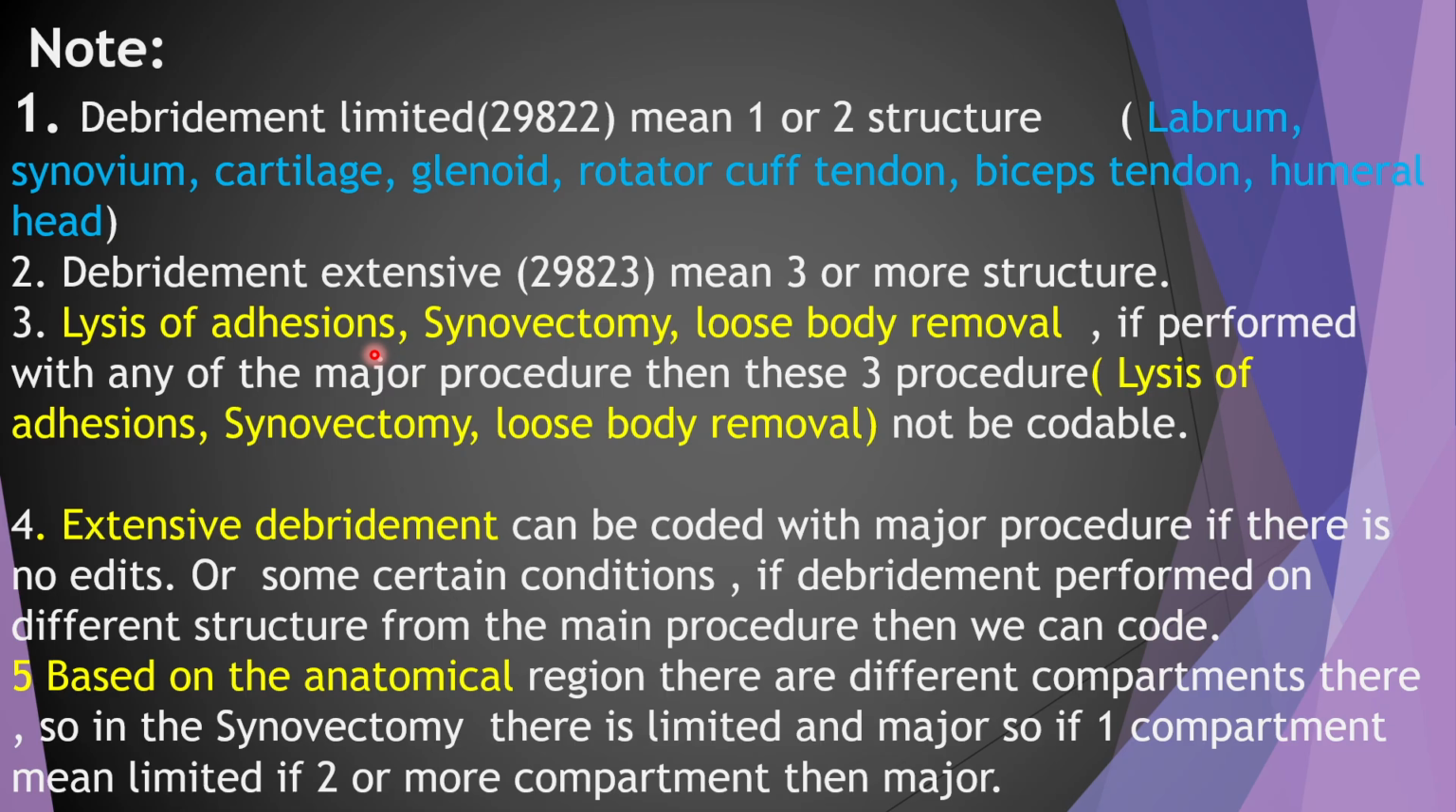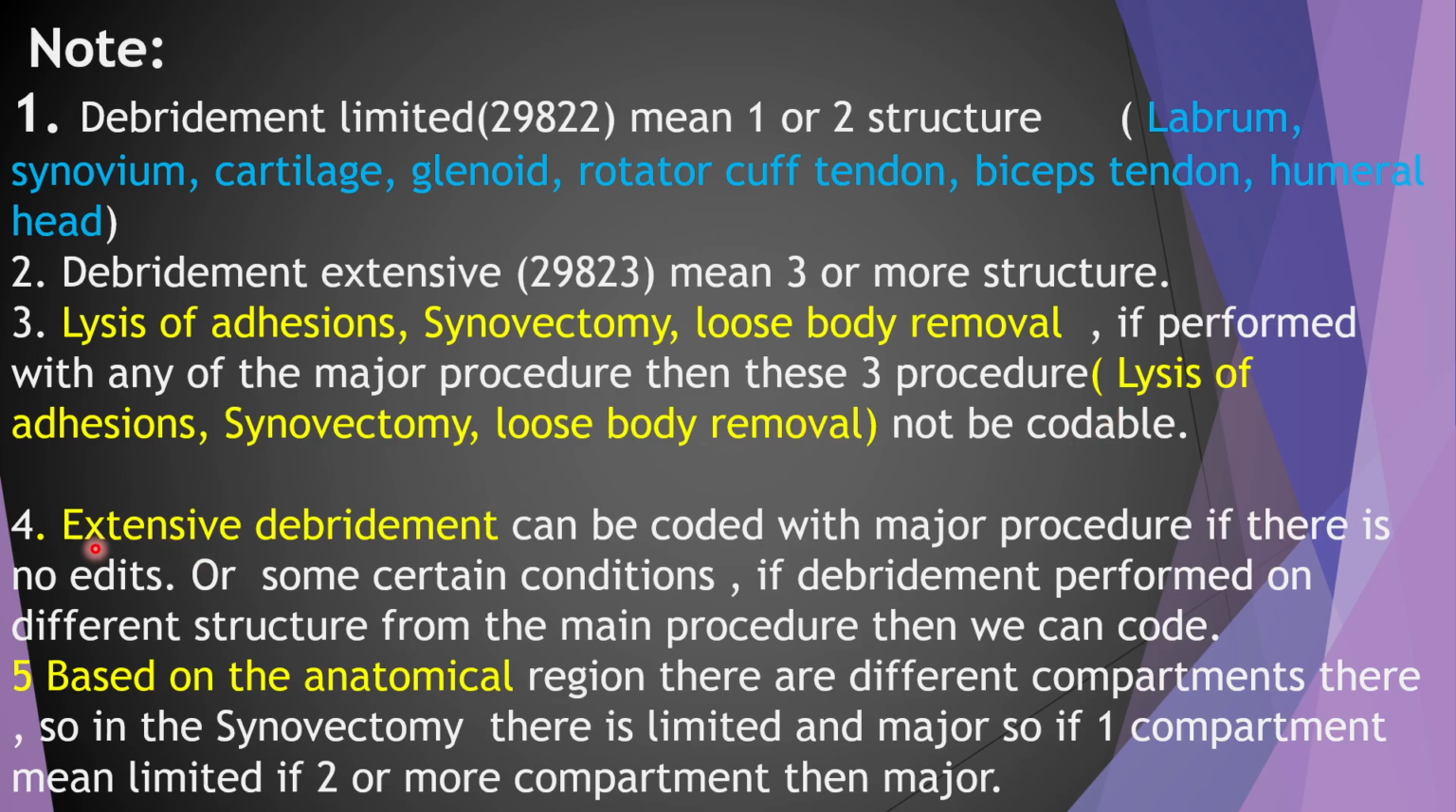Now the third one: lysis of adhesion, synovectomy, and loose body removal. These are the CPT codes for lysis of adhesion, synovectomy, and loose body removal. If performed with any major procedure, then these three procedures are not codable. For example, if meniscectomy is done along with synovectomy or loose body removal, meniscectomy is a major procedure, so they cannot be coded with the major procedure.